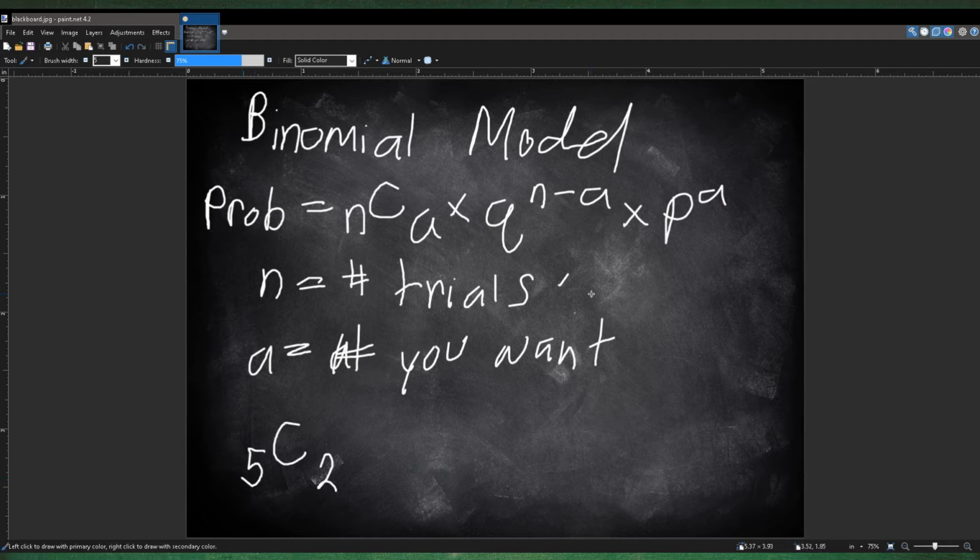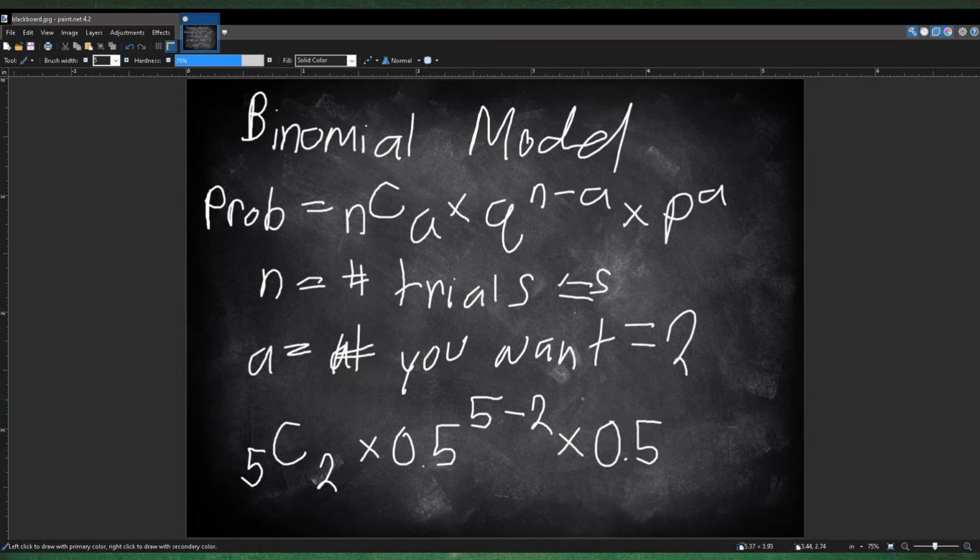Because we said 5 was the number of trials and 2 was the number we want, times q, which is the probability of not getting heads, which is 0.5, raised to the power of n, which is 5 minus 2, times the probability of getting heads, which is p, because p is what you want. Q is the probability that p does not occur. So 0.5 to the power of 2. Basically, using your calculator, you could just solve this out.